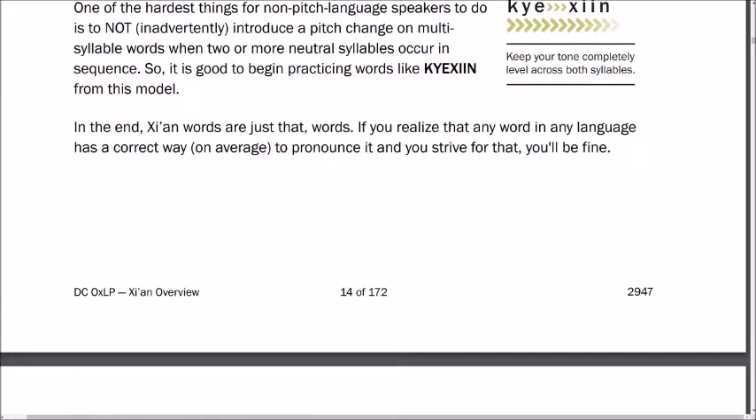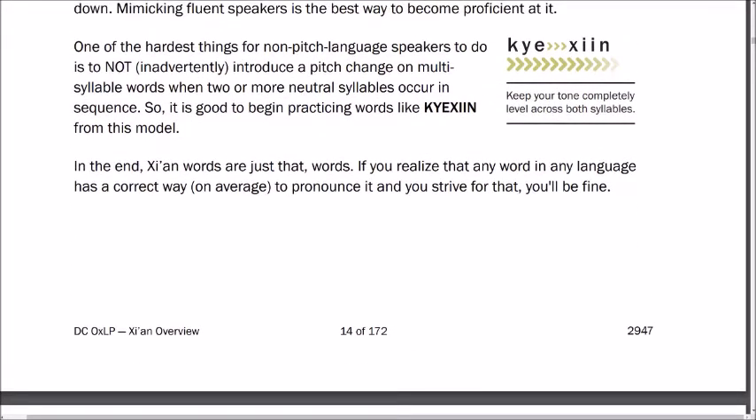One of the hardest things for non-pitch language speakers to do is to not inadvertently introduce a pitch change on multisyllable words when two or more neutral syllables occur in sequence. So, it is good to begin practicing words like kyexian from this model. In the end, Xi'an words are just that, words. If you realize that any word in any language has a correct way, on average, to pronounce it, and you strive for that, you'll be fine.